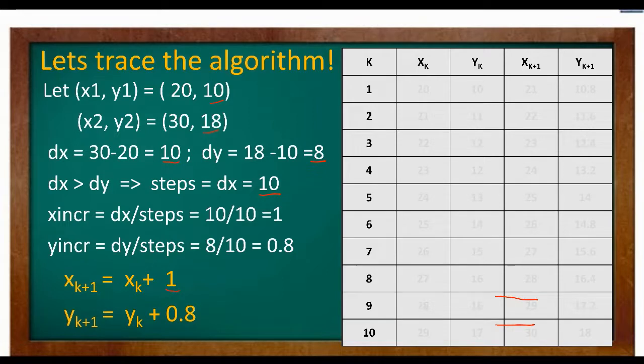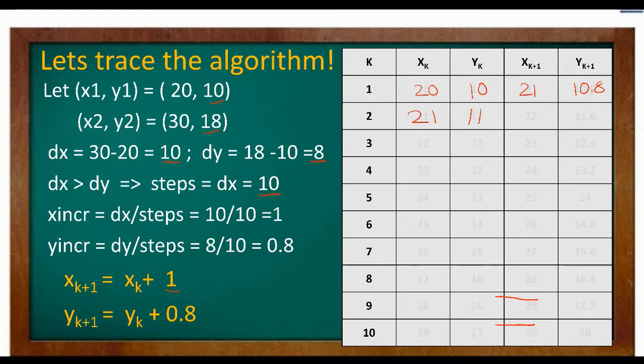Now let us start with xk and yk. What is the initial value? We start with 20 and 10. At each iteration, we increment the x value by 1 and calculate the y value: xk+1 = xk + 1, yk+1 = yk + 0.8. So y is 10, and 10 plus 0.8 is 10.8, with x being 21. We cannot plot 10.8 on the graph, so we round off to the nearest integer, that is 11.